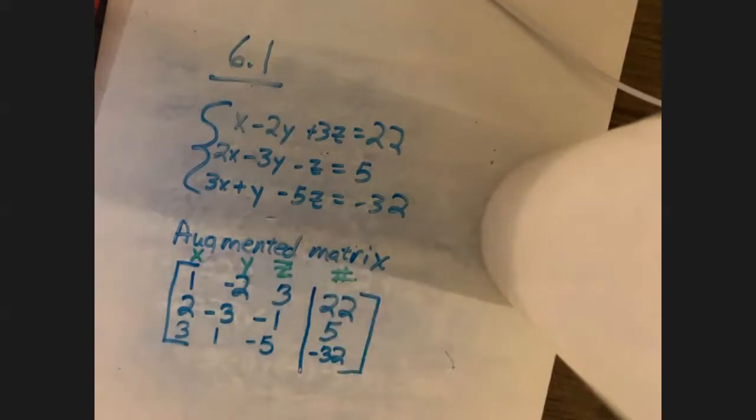it's always going to stack as the first column is your X's. The second column is my Y's. The third column is my Z's. Again, I draw the line so I can see my equals line, and then I've got my number on the other side.